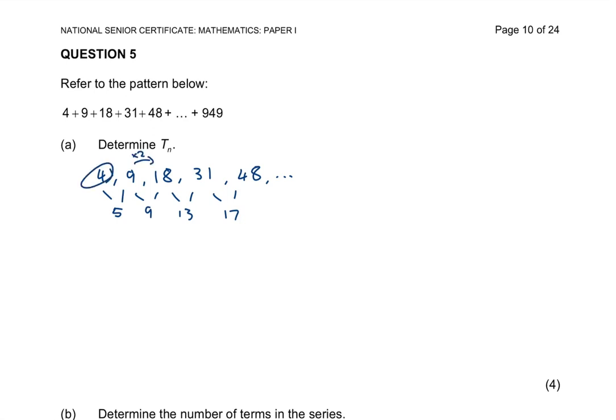Now, if I multiply 4 by 2, do I get 9? Well, 4 times 2 is 8, and 8 does not equal 9. So it can't be a geometric sequence since there's no common ratio. So we're hoping now that it's going to be a quadratic sequence. So let's go ahead and check.